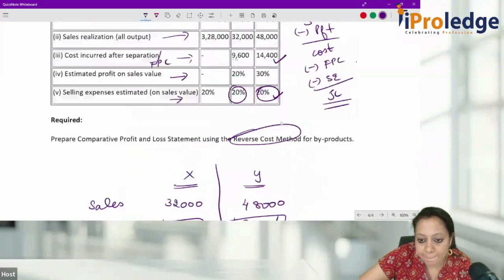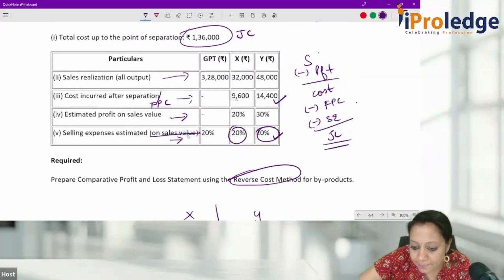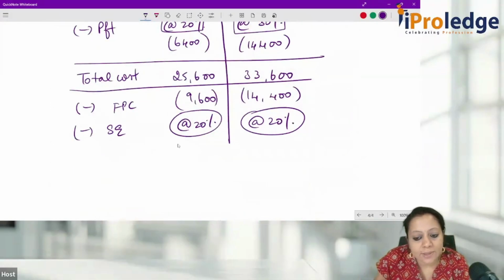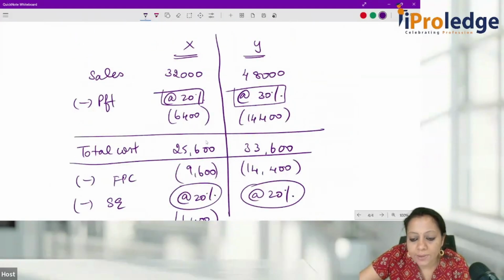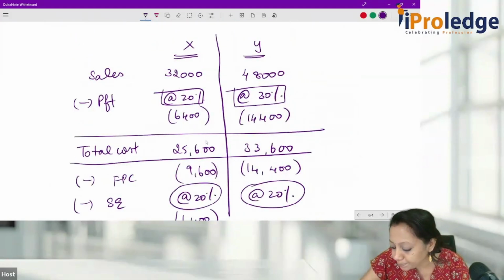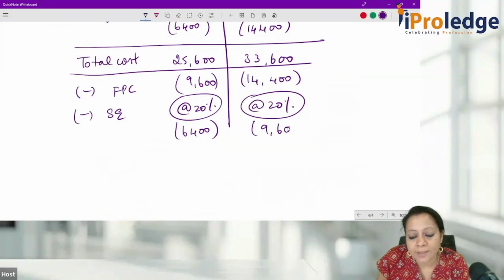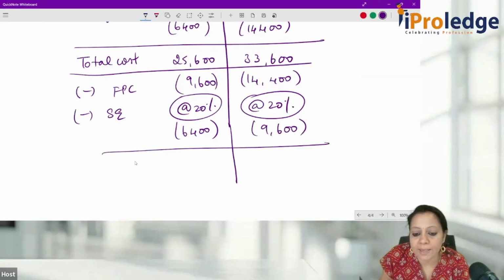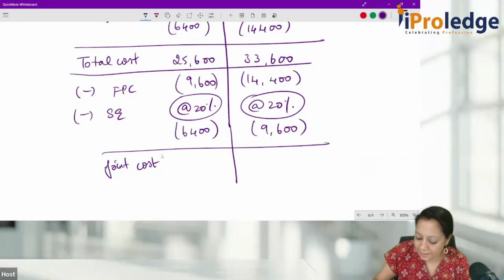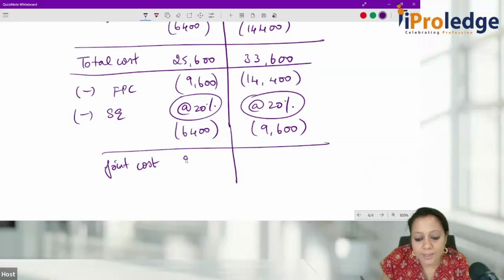I will show it to you here. On sales value, this will be again 6,400. Already we calculated 120%. So 48,000 into 20%, right, 9,600. So when we subtract this, whatever is left, remaining will be nothing but joint cost. So 25,600 minus 9,600 minus 6,400, it is 9,600.